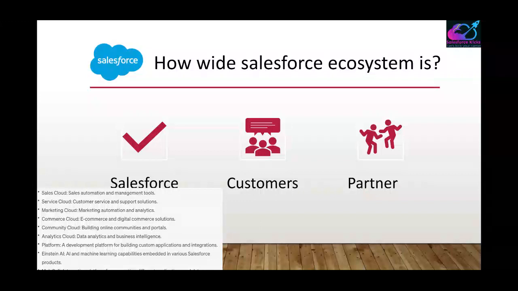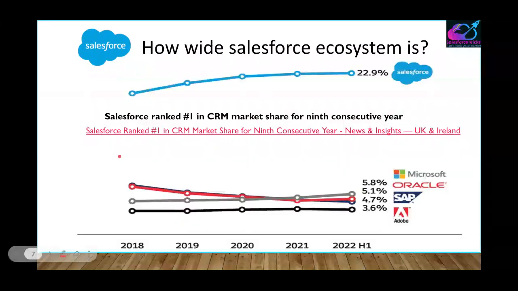So next one. As per the report, News and Insights for the UK and Ireland, we can see that from 2018 to 22, right now we are in 2023, the latest report has not come yet, but we can see that Salesforce ranked number one in CRM market share for the ninth consecutive year. We can see there are other big companies like Microsoft, Oracle, SAP, Adobe, but Salesforce is dominating all the companies and making its share 22.9% of the market, and which is called number one in the CRM market, right?